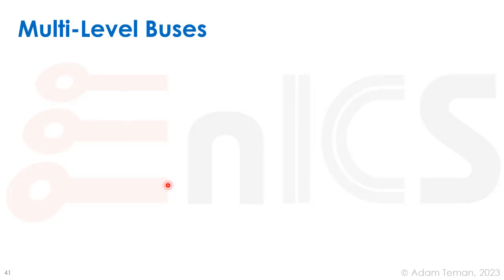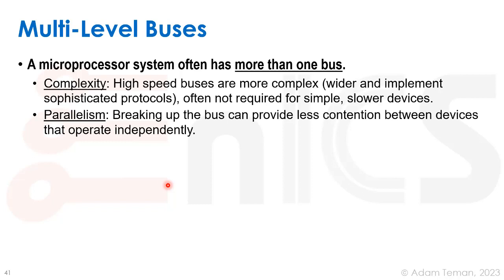So now that we've talked about APB, AHB, and AXI, we can discuss the concept of multi-level buses that I mentioned in one of the earlier slides of this lecture. So a microprocessor system can often have more than one bus. First of all, there's an issue of complexity. High-speed buses, as we saw for AXI, they're very complex. They're wider, they have sophisticated protocols. It's really hard to design them, verify them, and so forth. So we don't often need that for simple and slower devices.